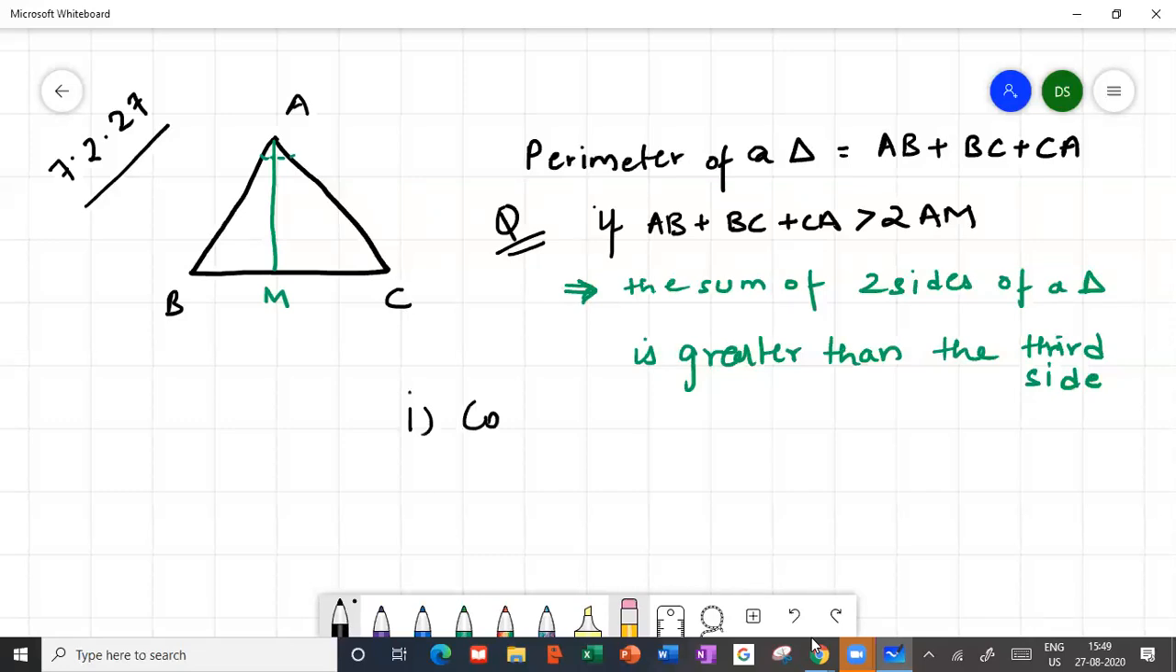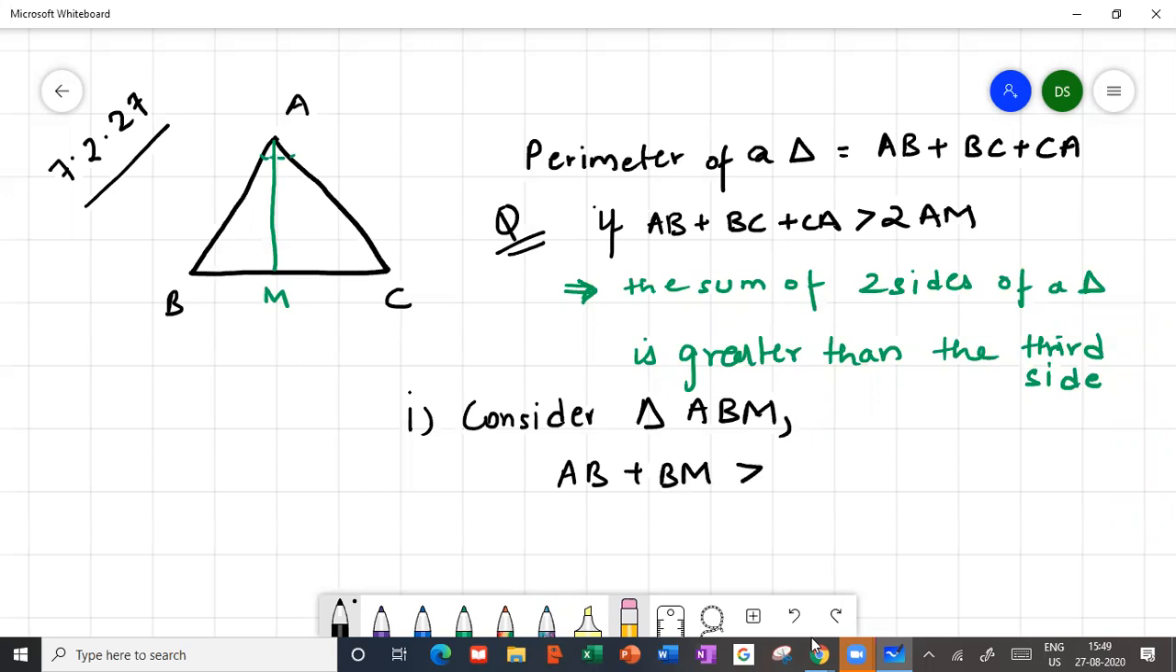First consider triangle ABM. I am going to use this property itself. In triangle ABM, AB and BM will be greater than AM. Any two sides I can pick. But since I want some relation with respect to AM, I will leave AM alone. So I am saying AB plus BM is greater than AM.